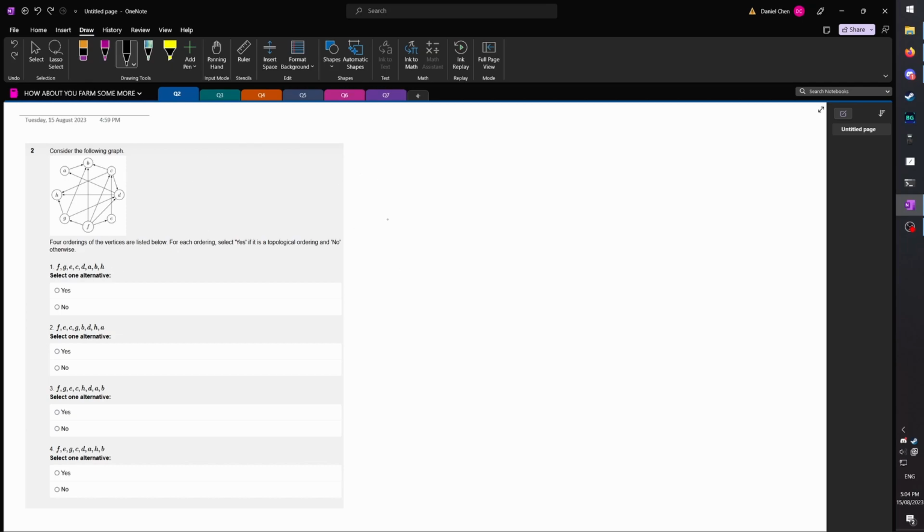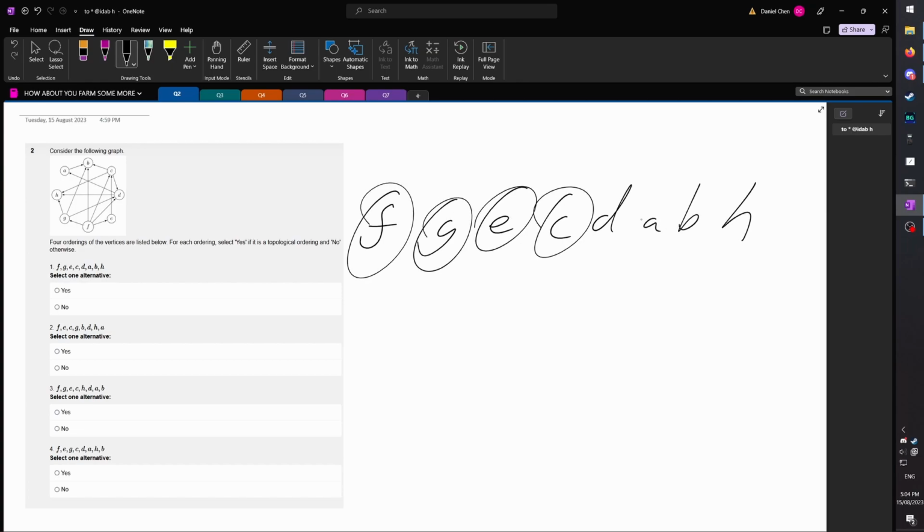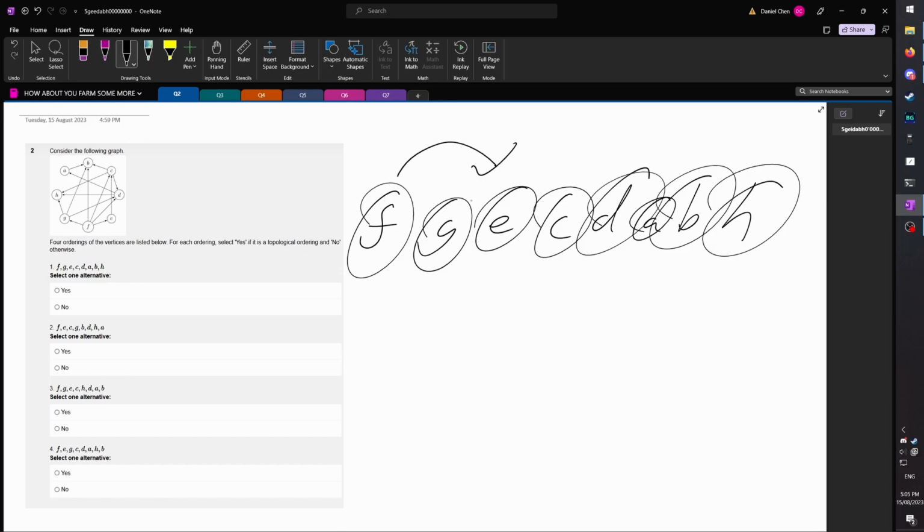One other way that you could do it, I suppose, is you can just draw out all of your nodes. So you'd have F, G, E, C, D, A, B, H nodes. And just actually draw the vertices, right? So you'd have something like this. And once you draw them all, if you see any arrows going from the right to the left like this, then it's not in topological ordering. Otherwise, it is. Yeah, that's question 2.